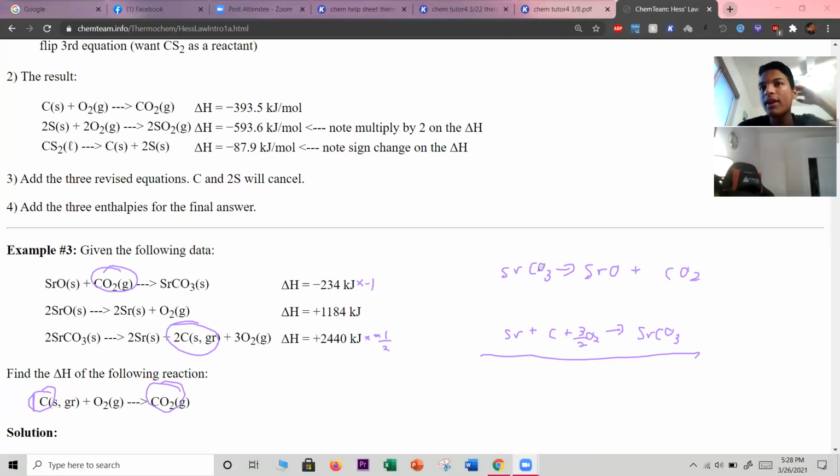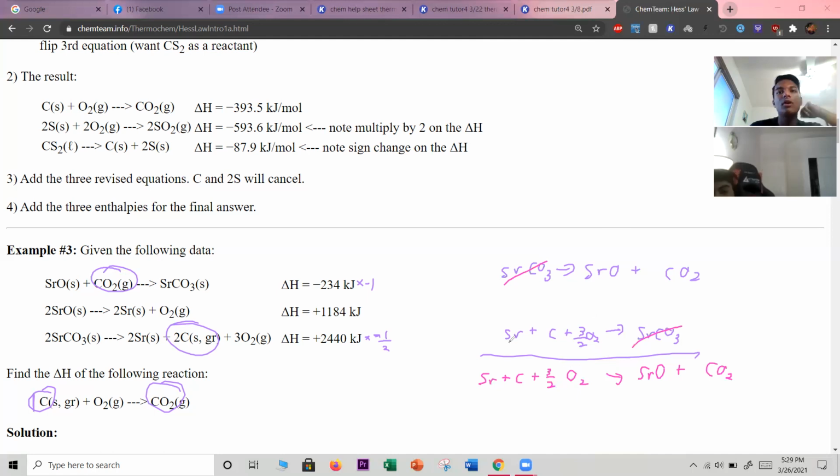So these are solid, which means we can cancel out. Remember in the other ones, we canceled stuff out if it was on opposite sides. So we're going to cancel these two out. Do you see that? So it's Sr plus C plus 3/2 O2 equals SrO plus CO2. So this is the added up reaction now.